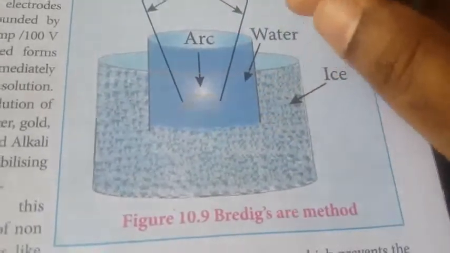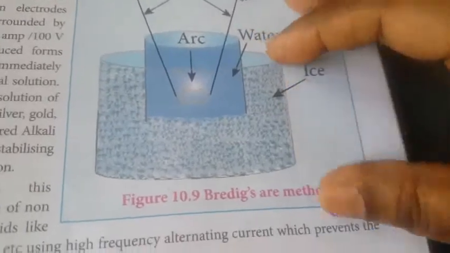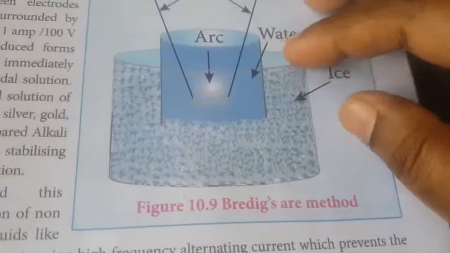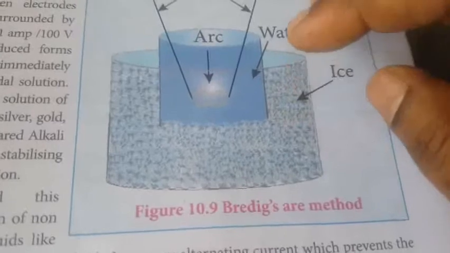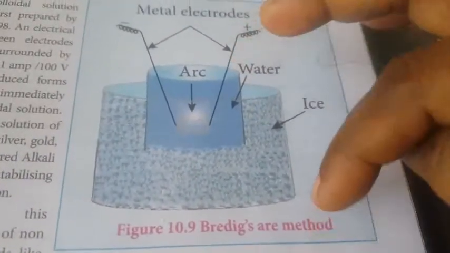When we are working with inflammable liquids like pentane, ether and benzene, high frequency current can cause decomposition of this liquid. That is called the electrode dispersion method. What is meant by the electrode dispersion method? It is a Bredig arc method.